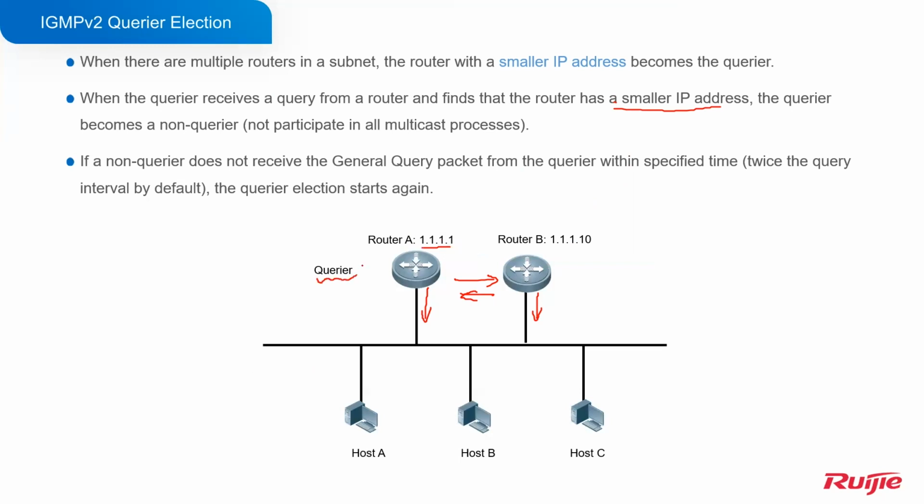If a non-querier does not receive the general query packet from the querier within a specified time, the querier election starts again. It means that now router A is the querier, but if router A is faulty, it will not send the general query message periodically. So router B will not receive the general query message again. It will wait for twice the query interval, and after that, they will start the querier election again, and router B will be the querier. It is actually a kind of backup. This is the querier election.